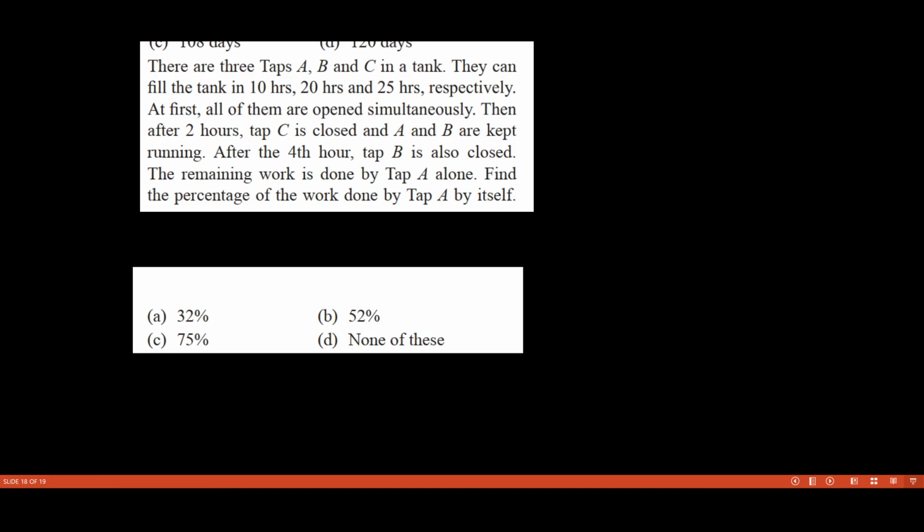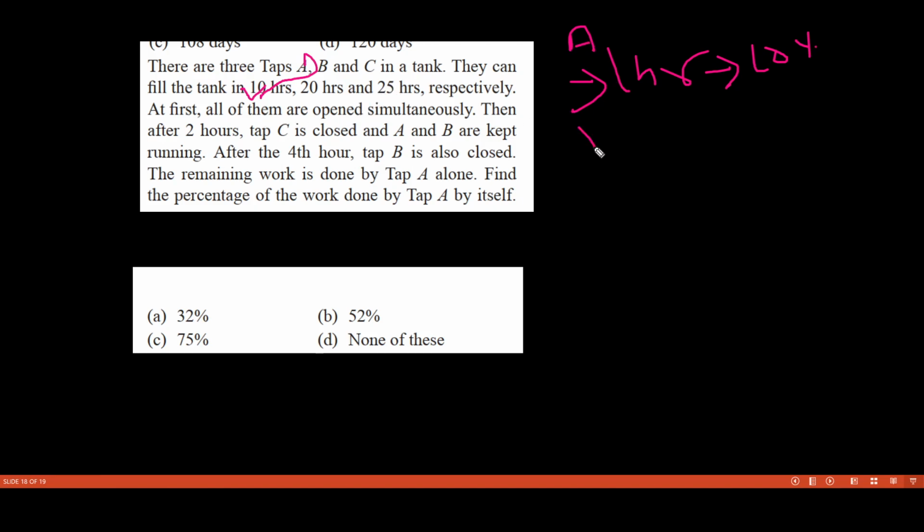So what we have to do in these kinds of questions, let's see. This is saying that A can fill the tank in 10 hours. So in 1 hour A is filling 10% of the tank.